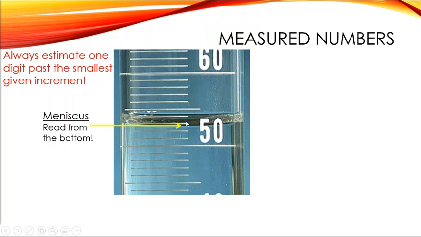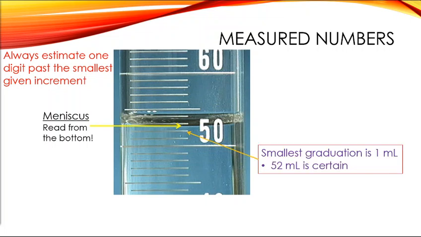If we were to read the value of this liquid, again, by the meniscus, if you don't know what a meniscus is, it's whenever the water dips down a little bit, you always read from the bottom of the meniscus. If you read this value here, you can tell me that this is above 52. We know that because this line right there represents 52 milliliters. But in this case, it's not quite at the 53 yet.